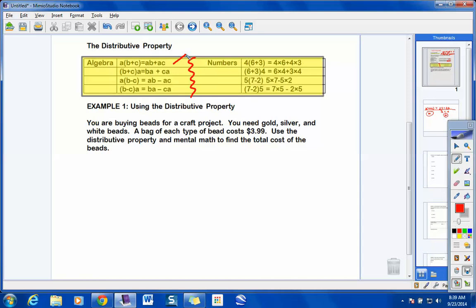Parentheses, okay? So when I say A times the quantity of B plus C, the quantity of means this B plus C part in parentheses. What's it say it's equal to, gang? Right up here in that first one: AB plus AC.